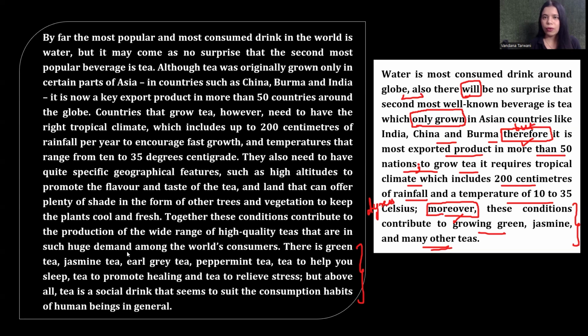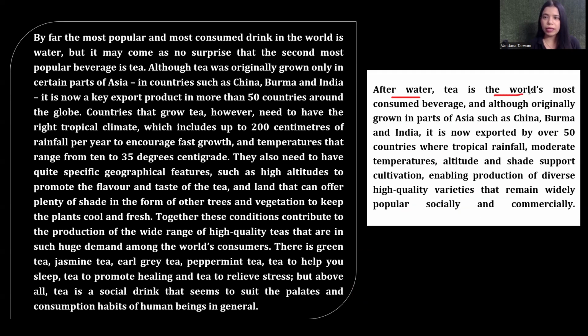And here we go. So I'm saying after water, tea is the world's most consumed beverage. And although originally grown in parts of Asia such as China, Burma, and India, it is now exported by over 50 countries where tropical rainfall, moderate temperatures, altitude, and shade support cultivation, enabling production of diverse, high quality varieties that remain widely popular socially and commercially. So the entire text summarized in fewer than 75 words. And that's a high scoring response.